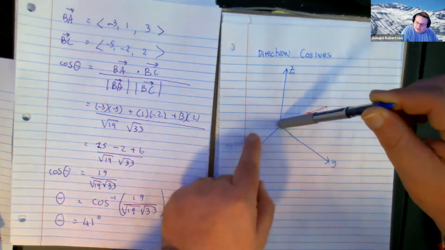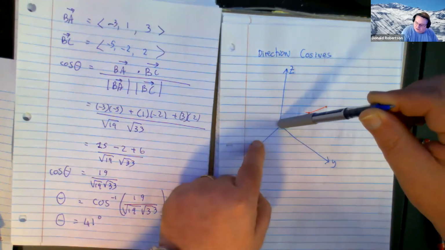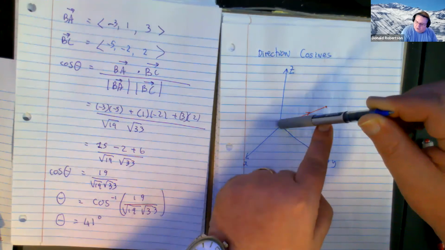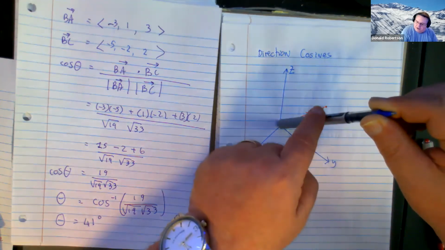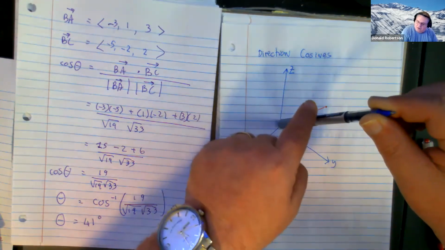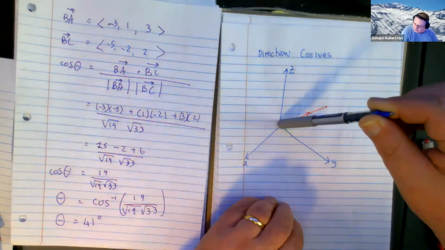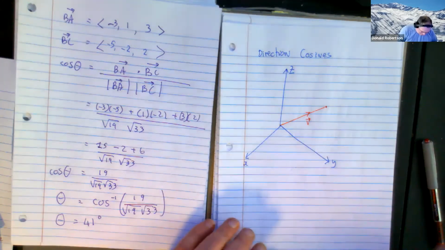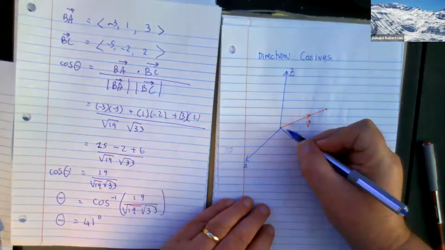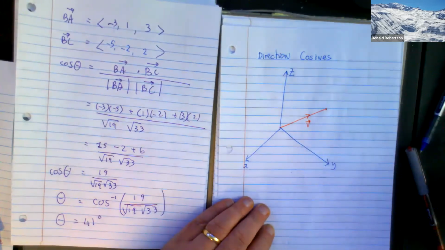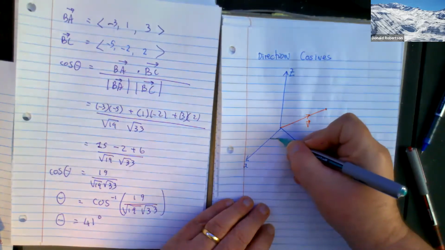Doesn't this vector make an angle with the x-axis? It also makes an angle with the y-axis. And lastly, doesn't it make an angle with the z-axis? Those are the 3 direction cosines. So I'm going to try my best, but this picture is going to get really messy really quickly.